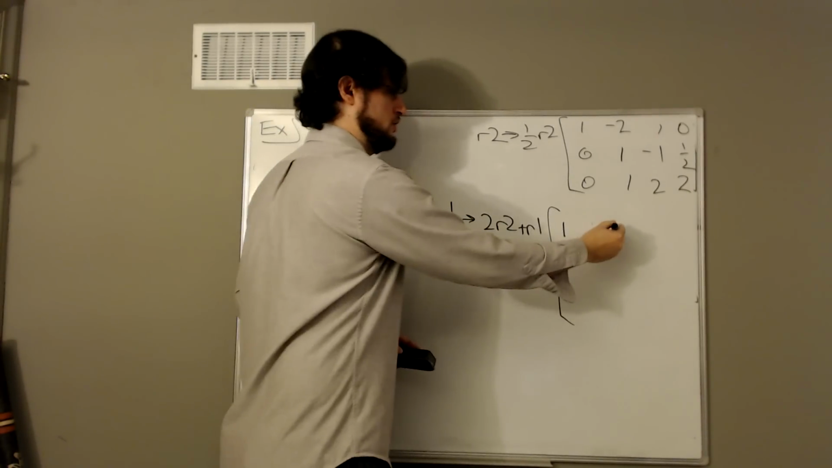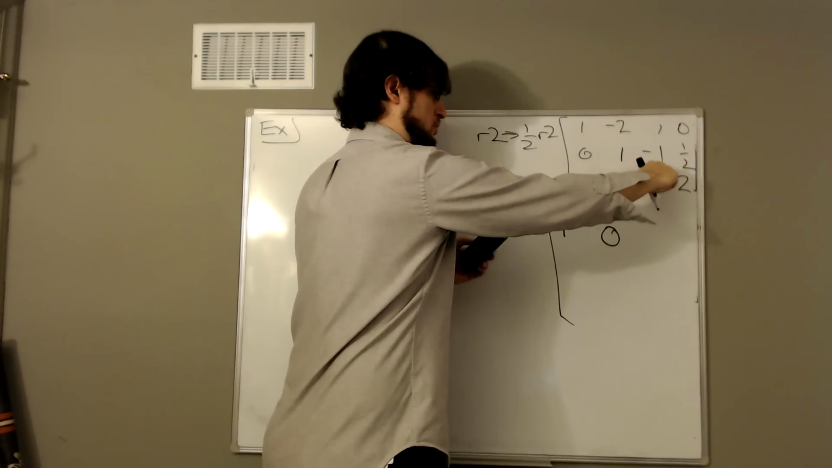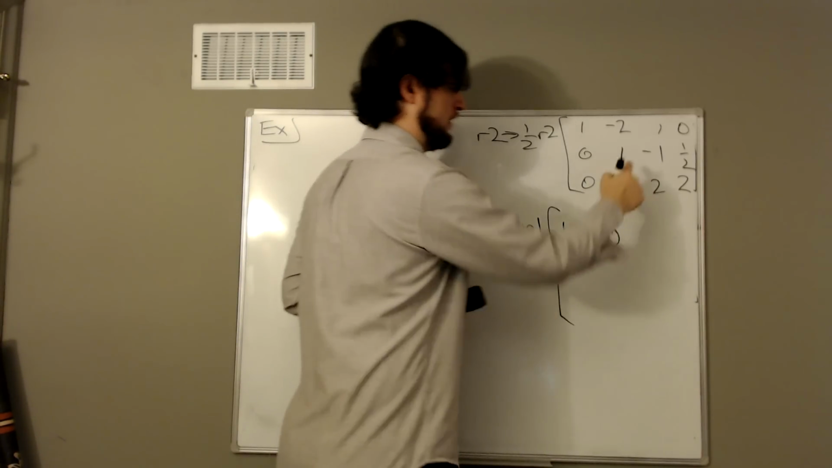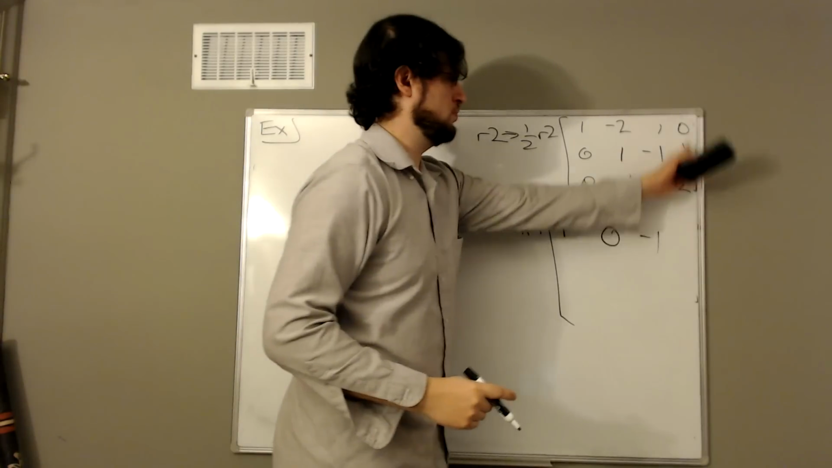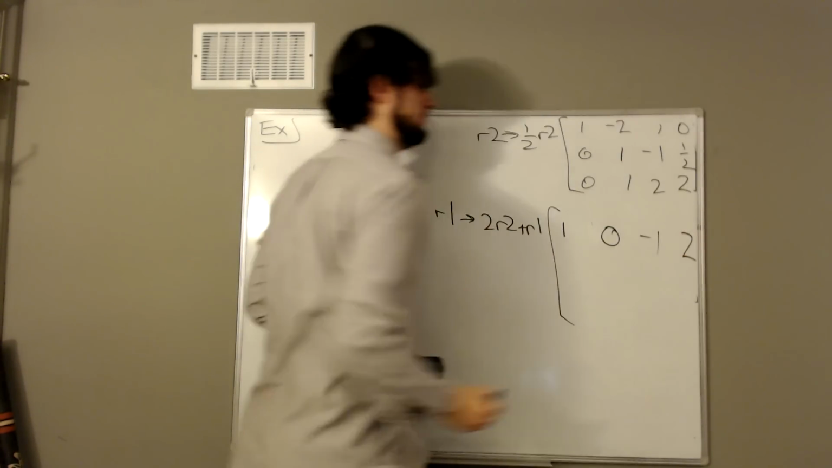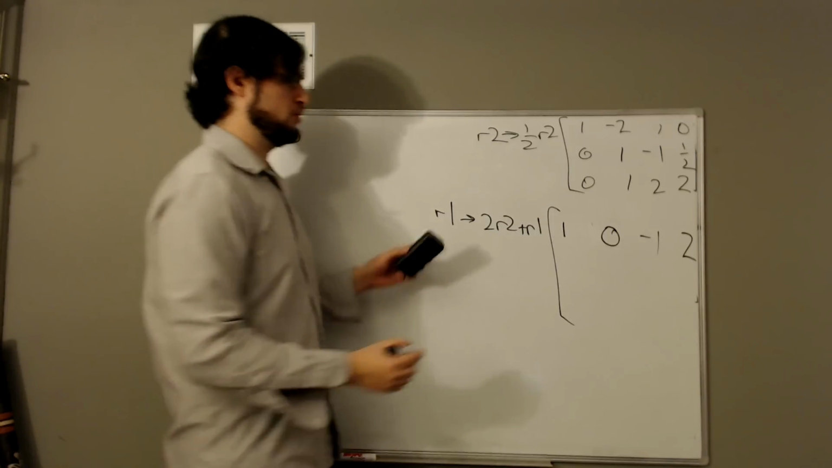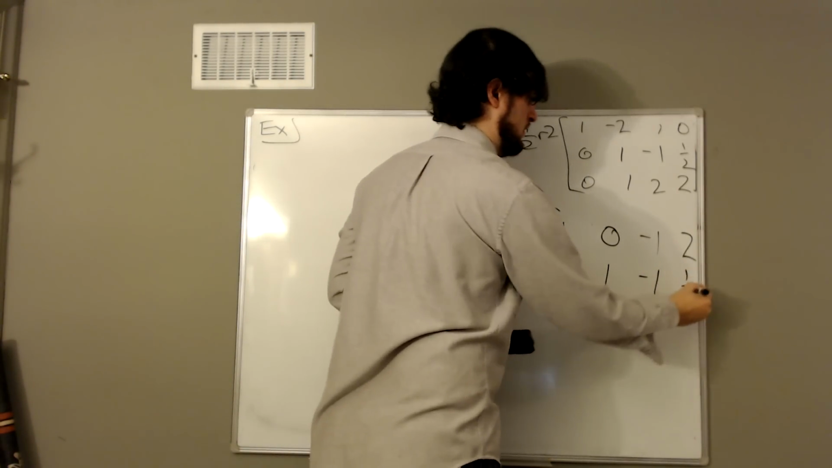0. 2 row 2 makes -2 plus row 1 makes -2 plus 1, which is -1. 2 plus 0 is 2. Row 2 isn't going to change because I've got my pivot position at a 1.